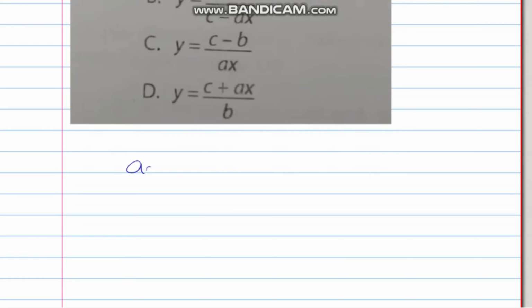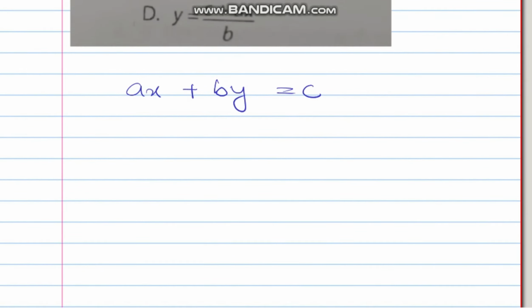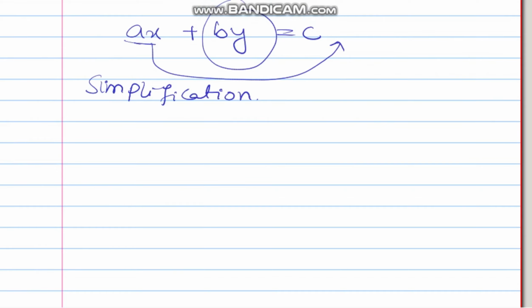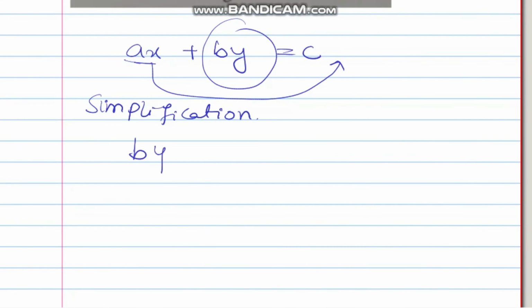Now ax plus by is equal to c, and we have to solve for y. It is very simple. Just do the simplification for y, and we do some mathematical operations here. First of all, we want the y term in separated form. Basically, we will shift the ax to the other side to get the by in a free state. I want the by in a free state.